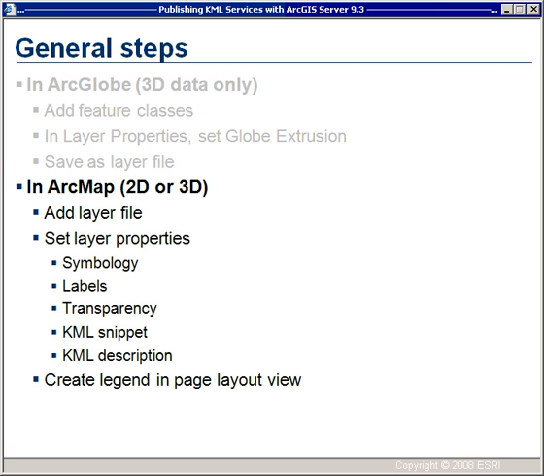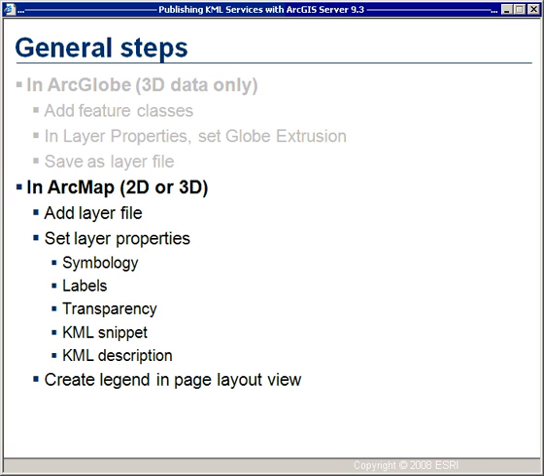And if you are working with 3D data, you do the general steps that I just spoke about, and then you can put that layer file that you saved out into ArcMap and then work from there and potentially add some more two-dimensional layers. If you're not doing any 3D data, you can skip the first part in ArcGlobe and just start right in ArcMap. When you're in ArcMap, you'll add the layer file in.